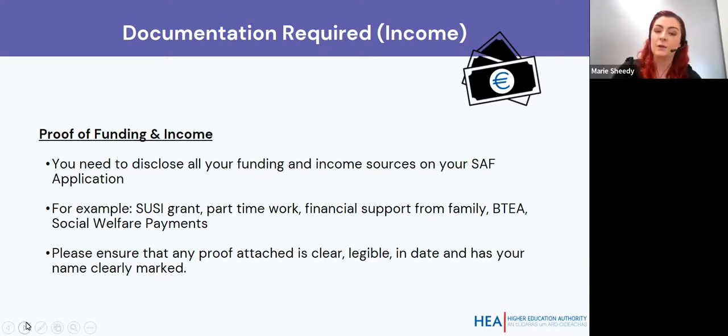Please ensure that if you upload documentation that it is clear, legible and in date and has your name clearly marked. So what we mean there is that you're not uploading something that just has a figure, an amount on it and doesn't have your name or doesn't have any connection to you. So therefore we cannot verify that it's your income or that it's your expense. So it's important that you make sure we can verify the proof matches your name to your application.